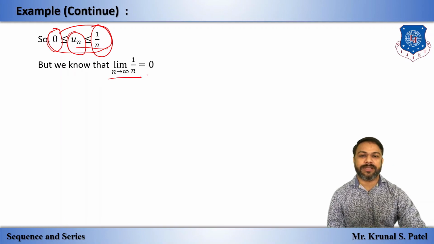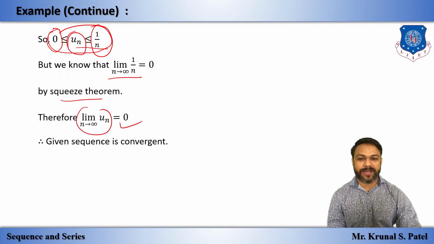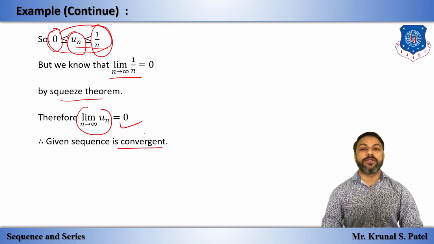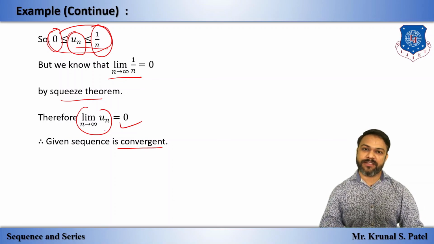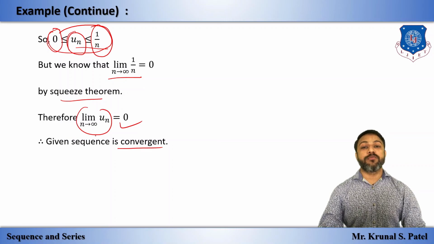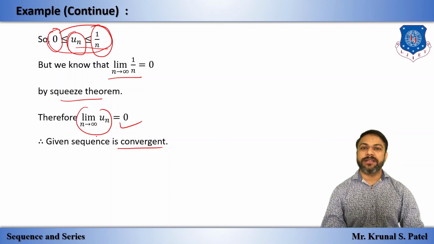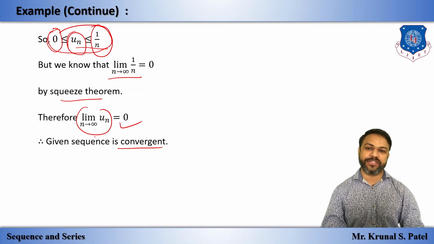Okay, so as we have discussed, by the sandwich theorem the limit of un is 0 and it is finite, so the given sequence is convergent. So how can we use the sandwich theorem to check the convergence? We have seen how monotonic helps us, how bounded helps us, and how the sandwich theorem helps us to check the convergence of a sequence in this lecture.